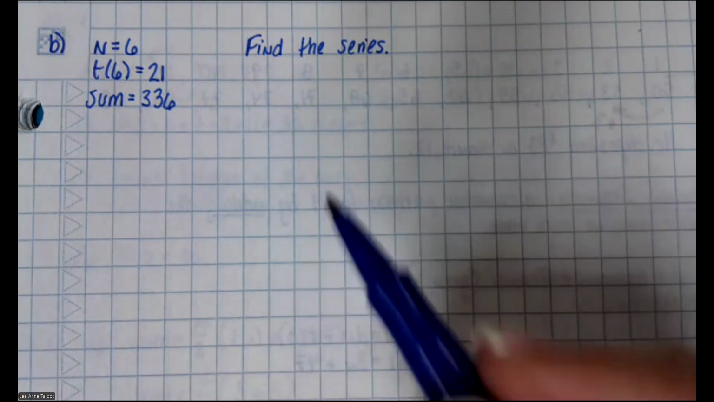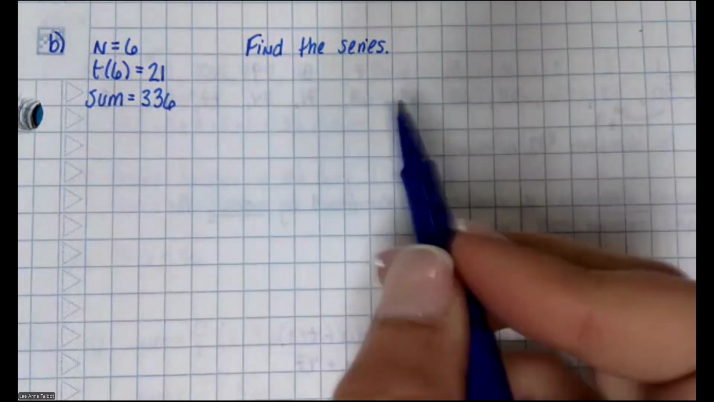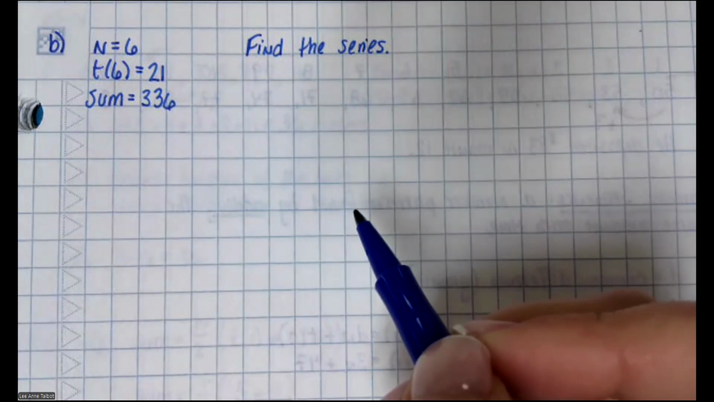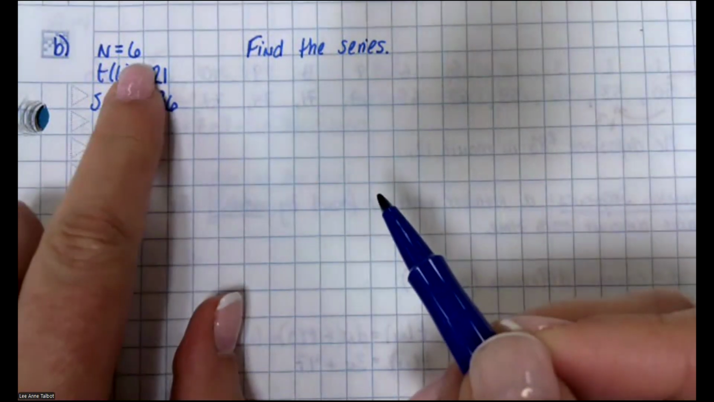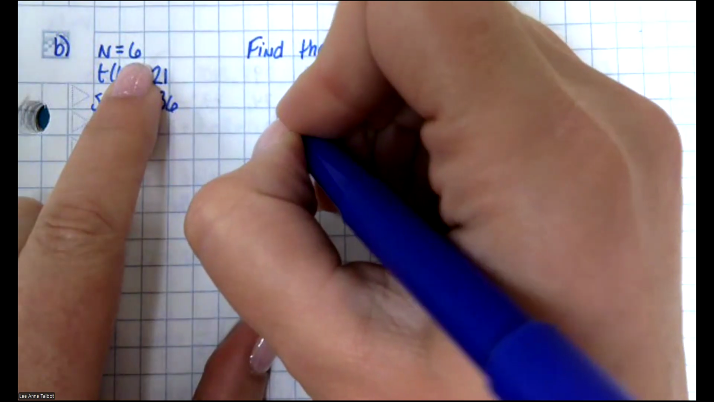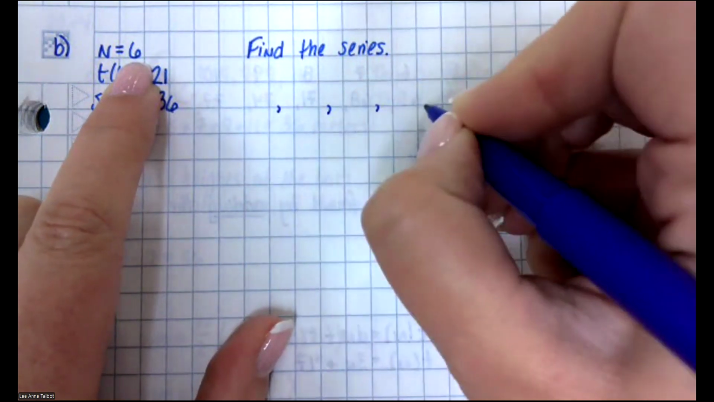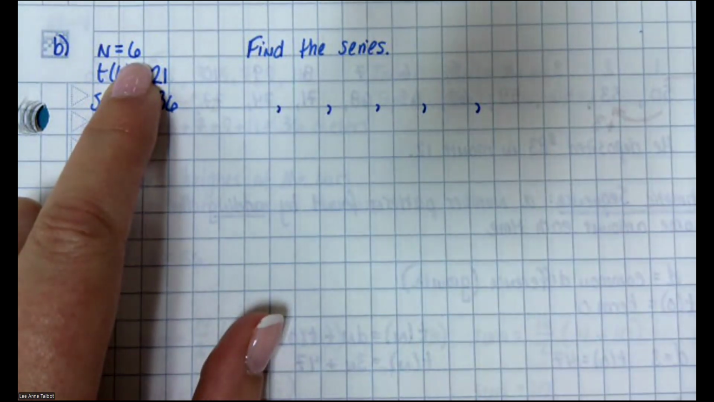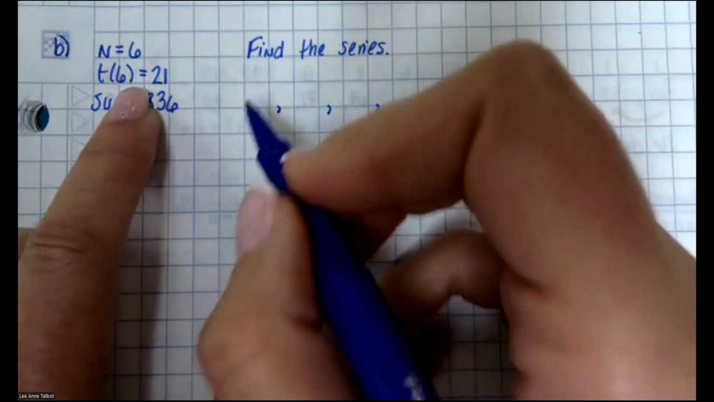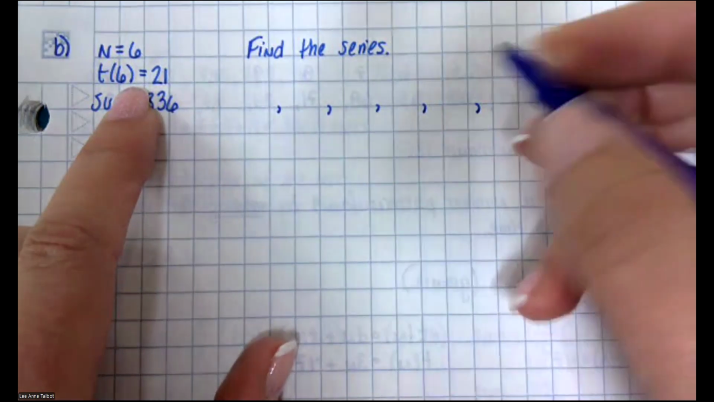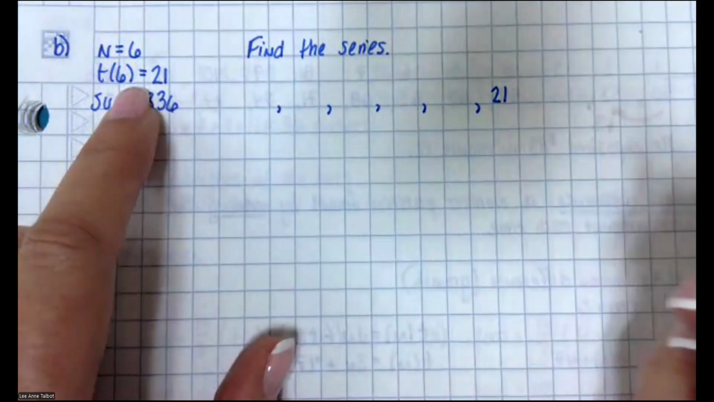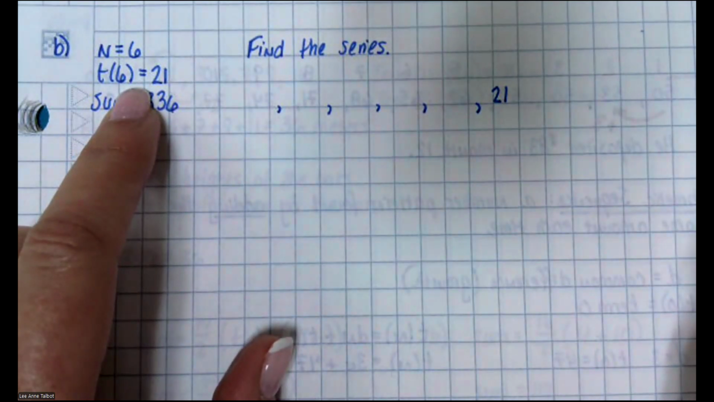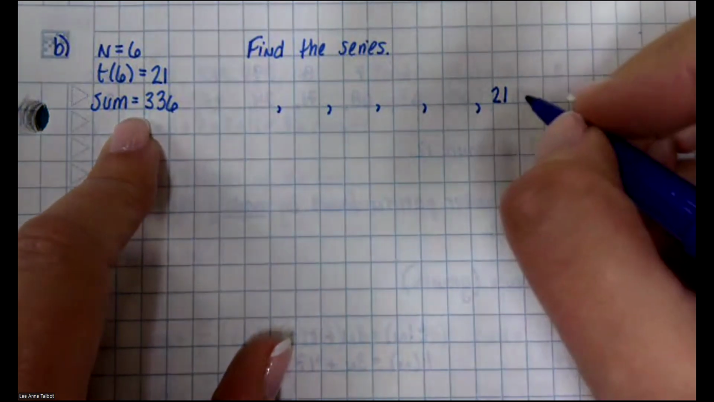Okay. It says find the series. What that means is it wants you to list the numbers in the sequence order with the pluses between. What is this saying? There's 6 numbers. So 1, 2, 3, 4, 5, 6. 6 numbers. It's saying the 6th number is 21. And it's saying the sum of the numbers.